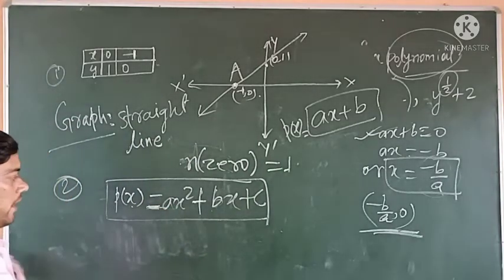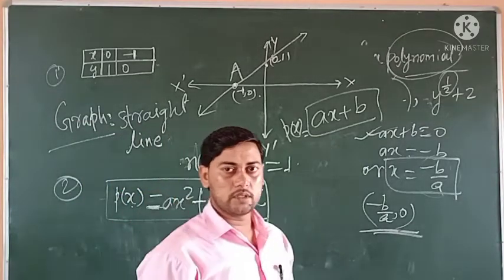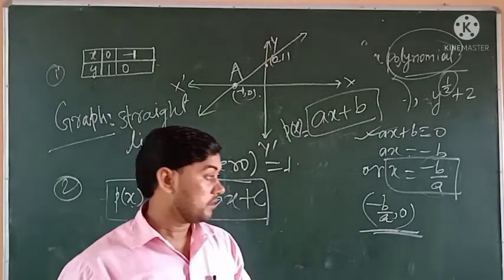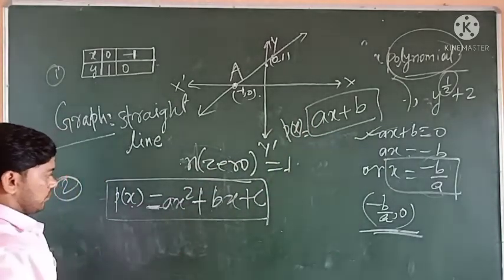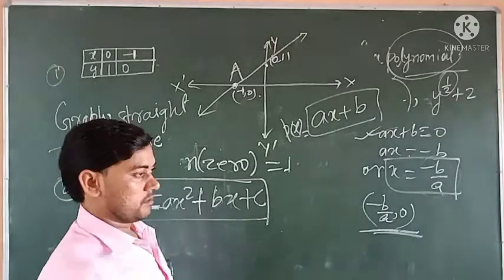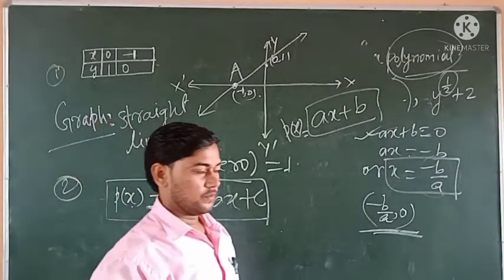ax square plus bx plus c is a quadratic equation, and a quadratic polynomial has at most two zeros.